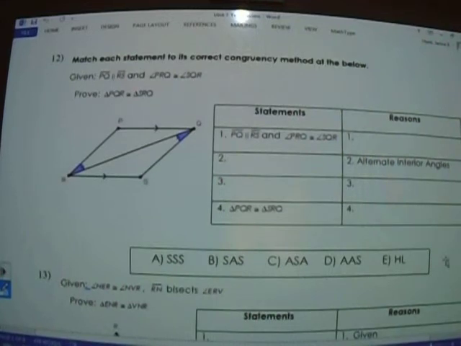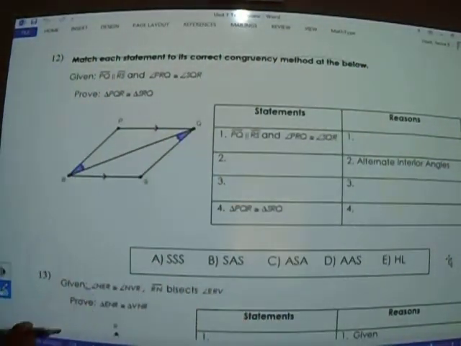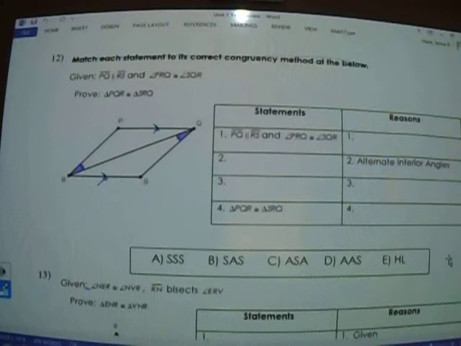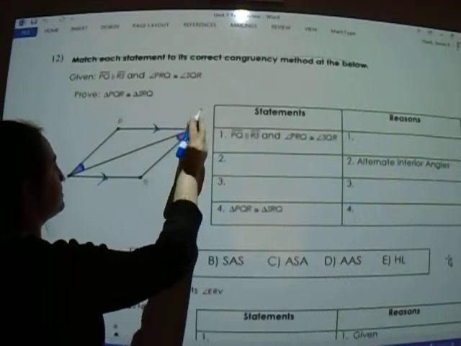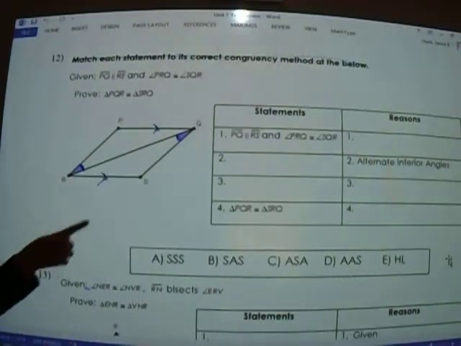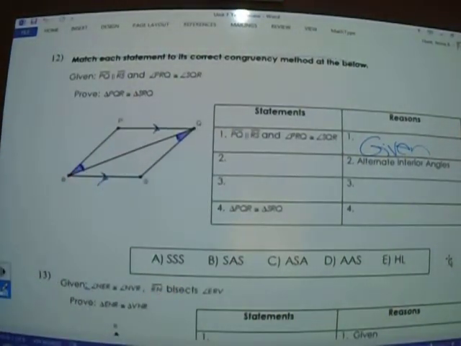Alright. Number 12. I don't know why it says this. Don't worry about that. So just do this proof. Given PQ is parallel to RS, right? Just going to redraw that for my own knowledge. And angle PRQ is congruent to angle SQR. That's written here. So that's our given. We need to prove that triangle PQR is congruent to triangle SRQ.